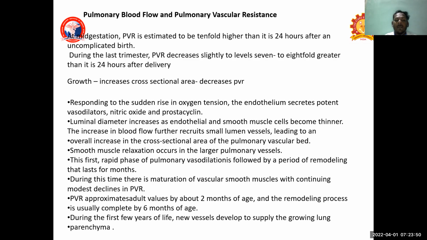This first rapid phase of pulmonary vasodilation is followed by a period of remodeling that lasts for months. During this time, there is a maturation of vascular smooth muscle with continuing modest decline in PVR. PVR approximates adult by 2 months of age and the remodeling process is usually complete by 6 months of age.